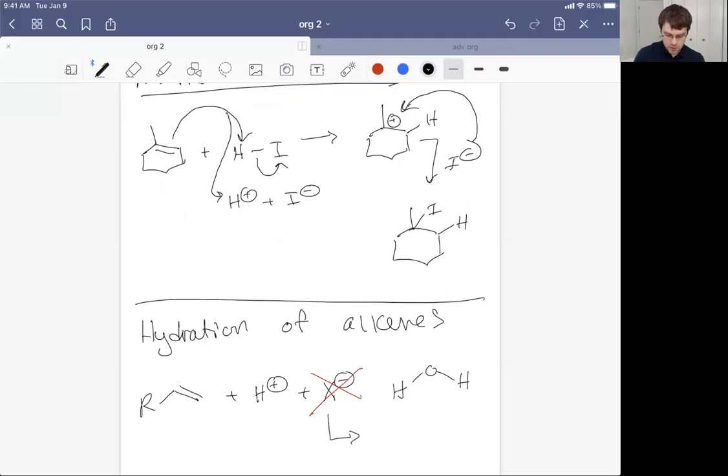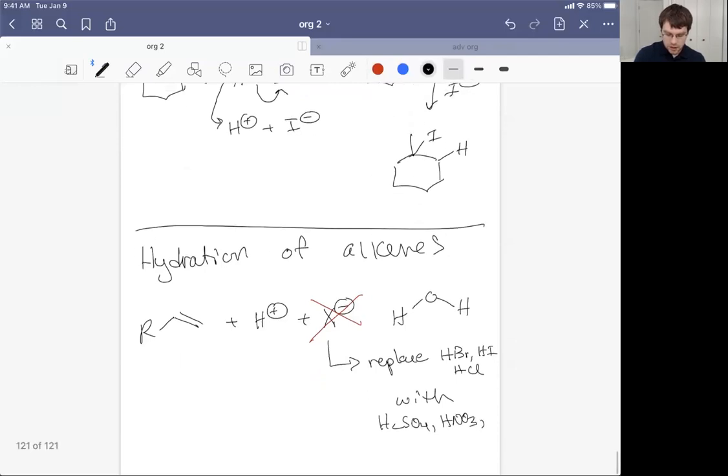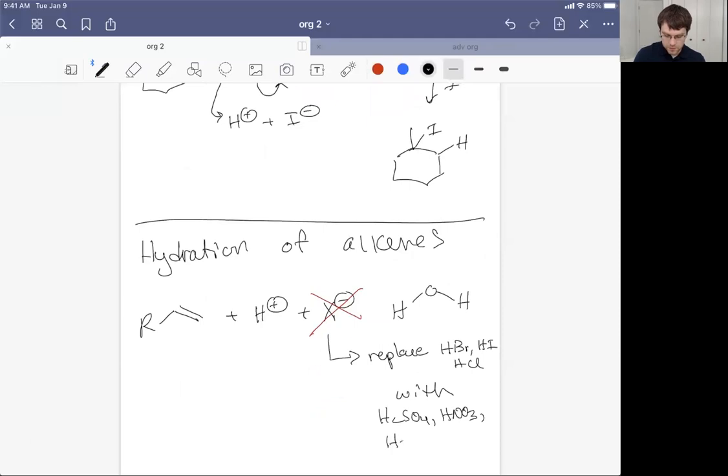So we can remove X minus by replacing HBr, HI, HCl. We're going to replace those with H2SO4, HNO3, and H3PO4.